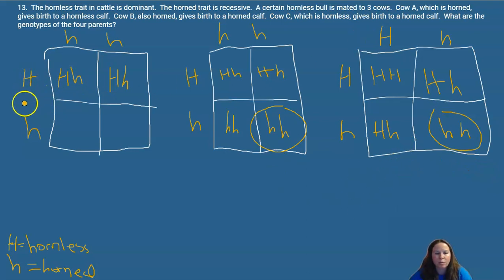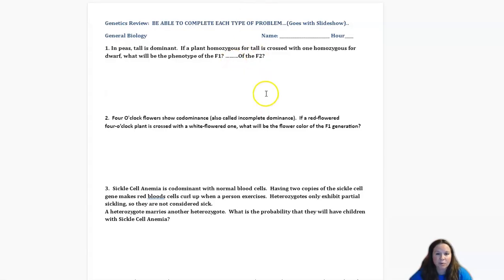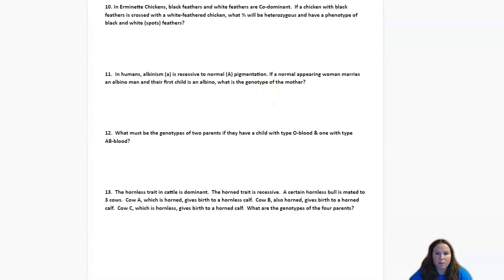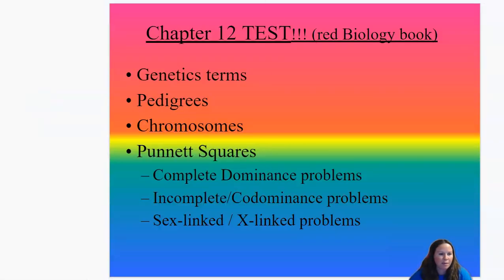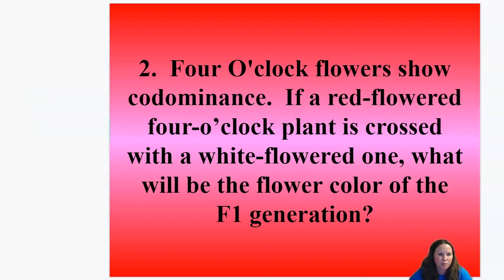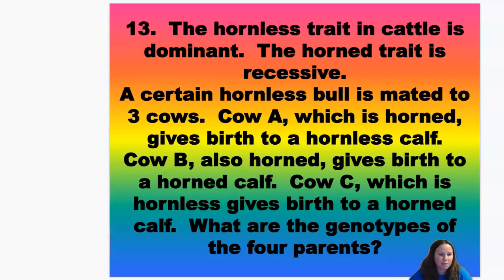So we've got the bull is big H, little h. Cow A and cow B are 2 little h's, and cow C is just like the bull, big H, little h. All right, so expect to see problems like that on your upcoming test. Make sure you filled in your worksheet. And then there's the slideshow, which these 13 slides here have those problems.